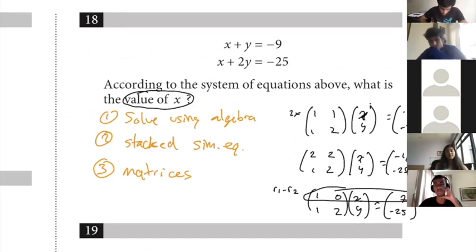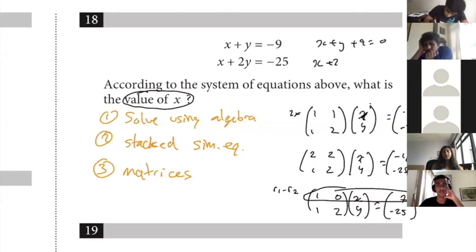So x plus y plus 9 is equal to 0, and x plus 2y plus 25 is equal to 0. And then you can put it in a formula. The formula is x by b1 c2 minus b2 c1 is equal to y by c1 a2 minus c2 a1. It's actually a pretty long method.